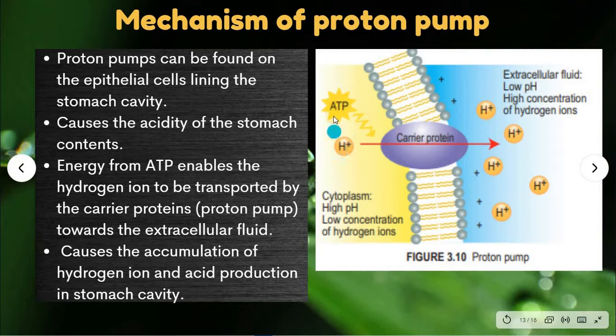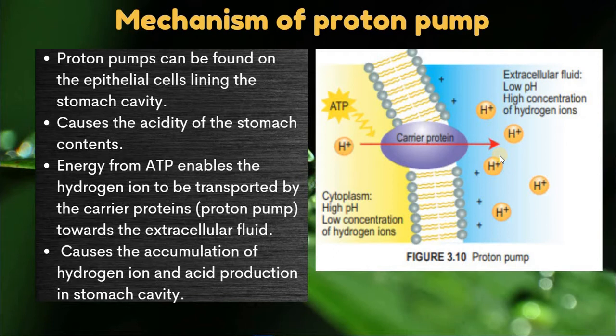So in the presence of ATP, hydrogen ions will bind to the carrier proteins and then be transported out of the cell to the extracellular fluid, which has a high concentration of hydrogen ions. When there are a lot of hydrogen ions, it will cause low pH. The accumulation of hydrogen ions will increase the acidity of the stomach.